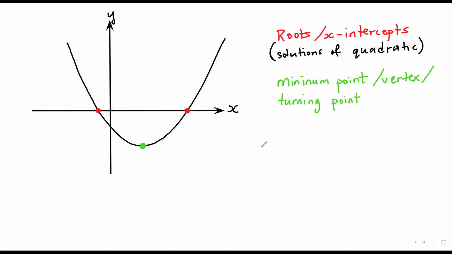But words like minimum point or turning point, those words can suggest something to you. The phrase minimum point suggests that it's the lowest point on the quadratic curve. And likewise, turning point, the curve turns around at that point, right? So the minimum point or vertex is the lowest point on the quadratic curve.